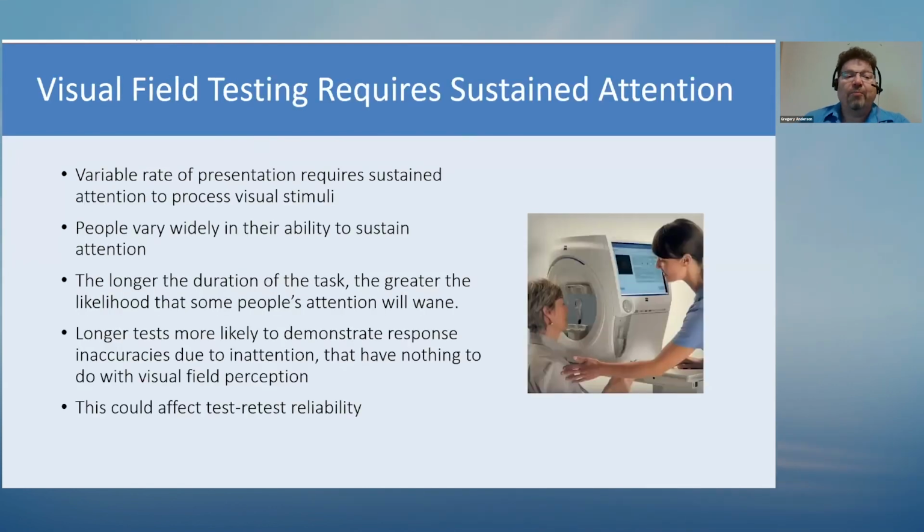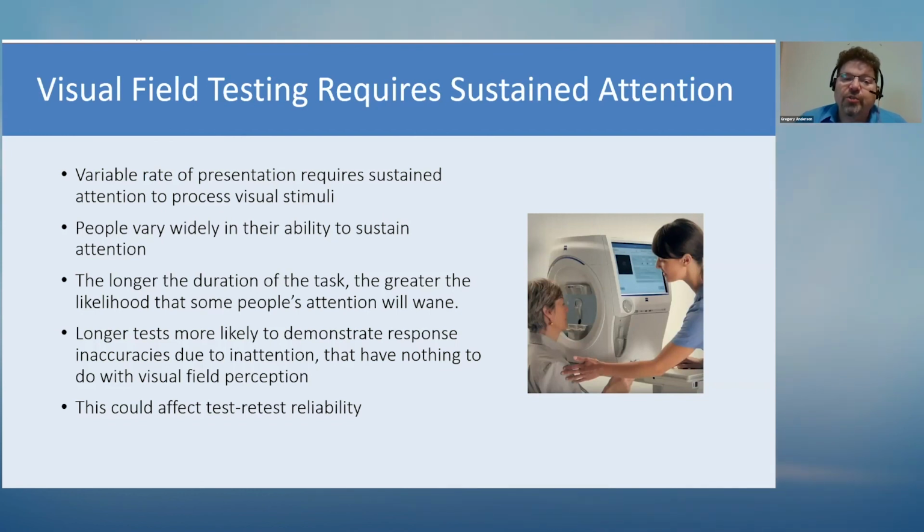This research came about because of the first time I was administered a visual field test. It actually reminded me a lot of what is called a continuous performance test, which is a test used by psychologists to look at variables of attention in individuals. The reason there is such similarity is that both tests present visual stimuli at variable rates, which requires sustained attention in order to process the visual stimuli.